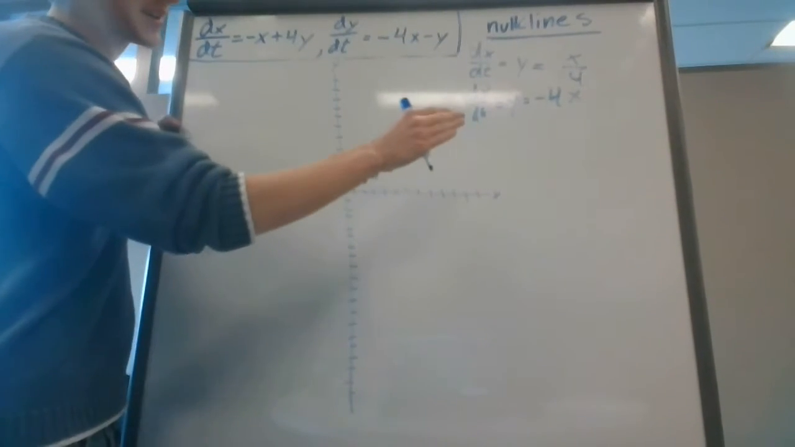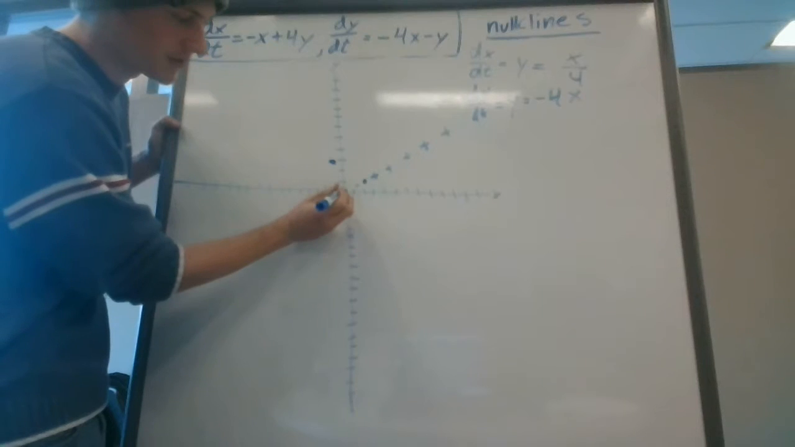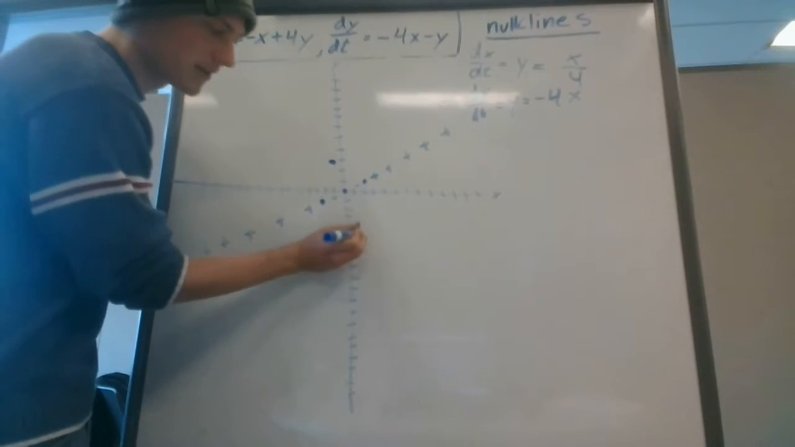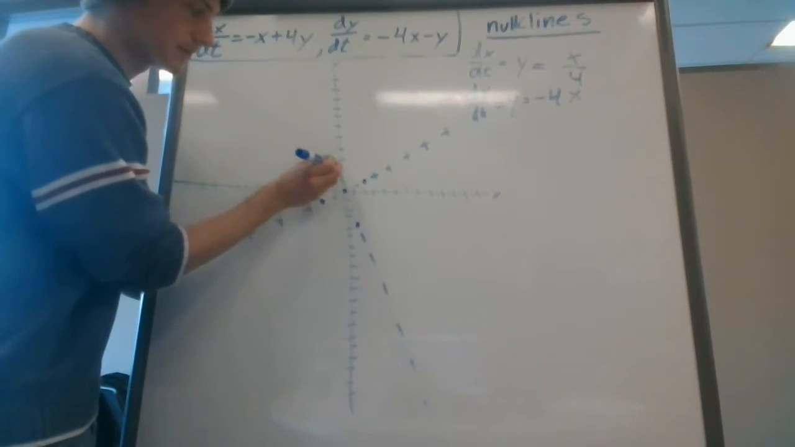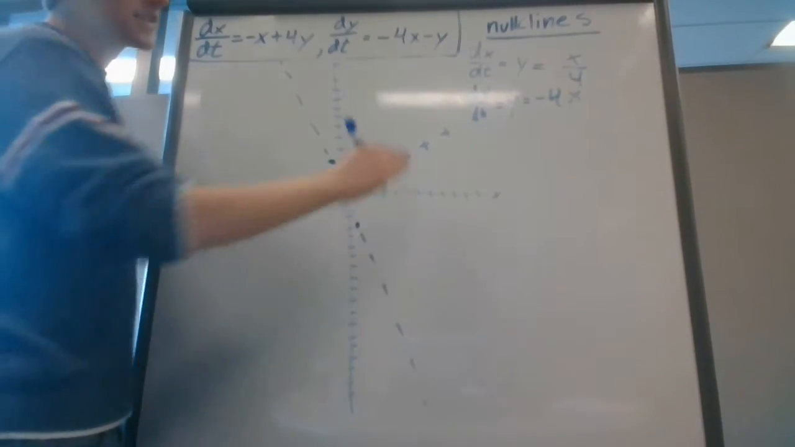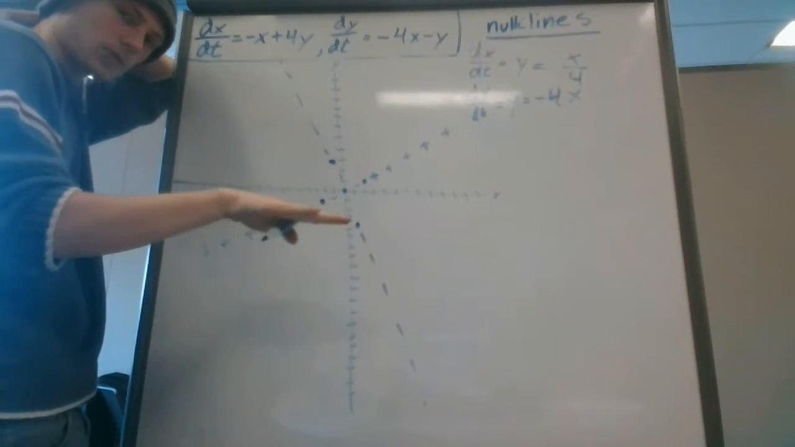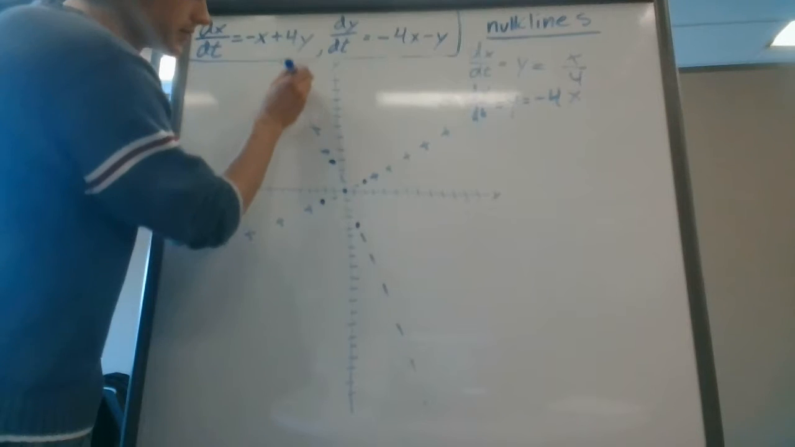And then when y is negative 4, x is positive 1. So y is negative 4, x is positive 1. There we go. All right, now I'm going to draw the null line. Kind of looks like this. And this is dy over dt equals 0. So that means that when it crosses this, it's all going to be horizontal. There's going to be no vertical change. So I'm going to draw some horizontal lines.